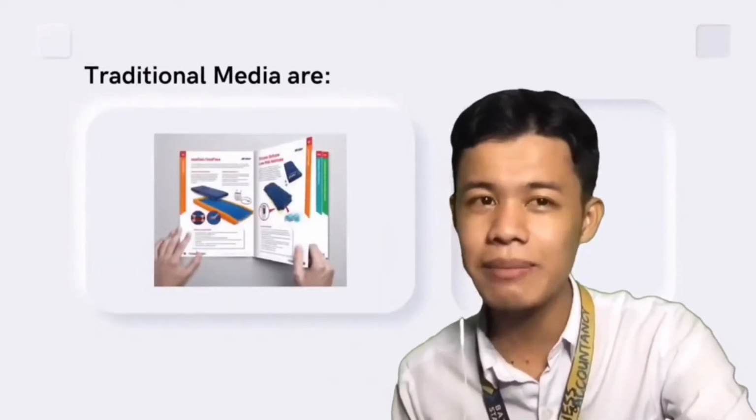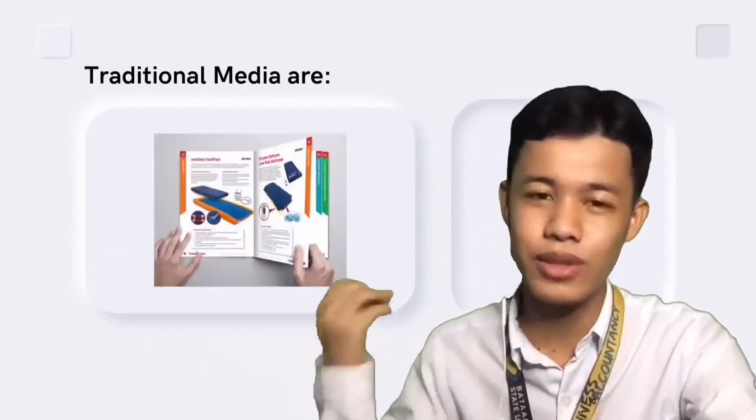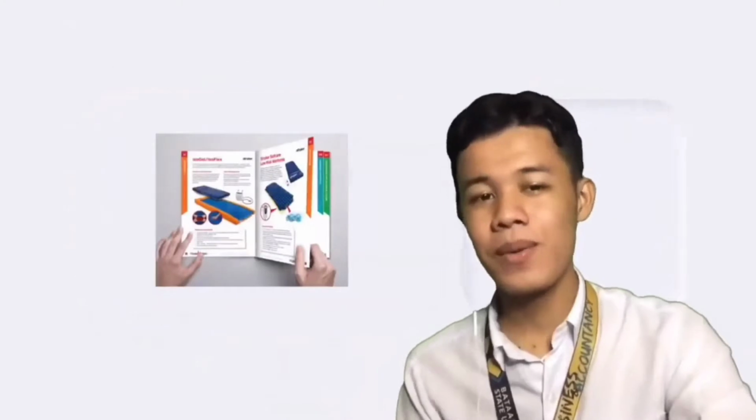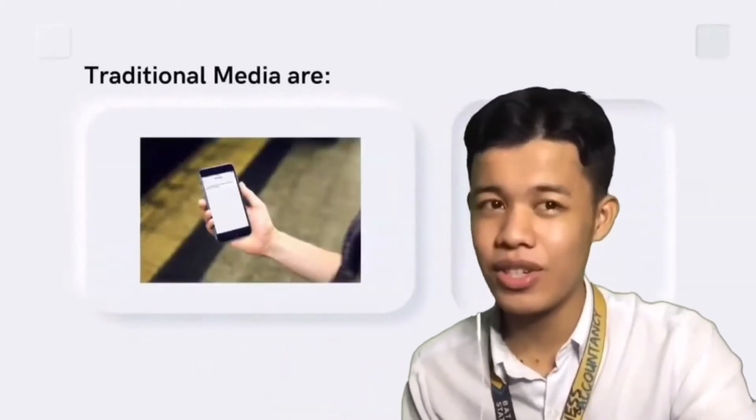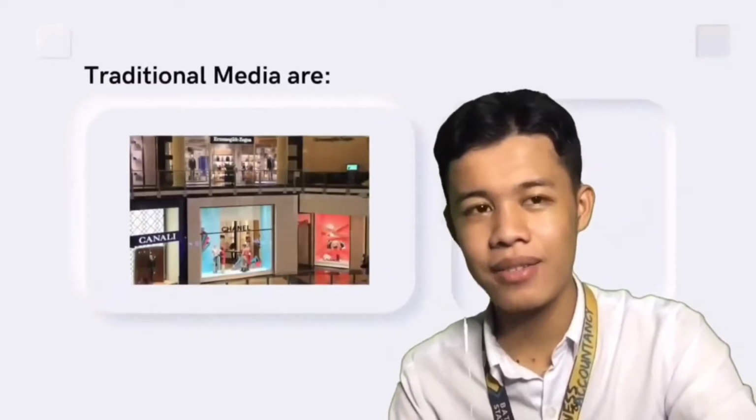We also have direct mail. Direct mail is like a catalog. If you are familiar with a catalog, I'll show it in here. We also have telemarketing, which is the use of the phone, like text messages and others. Lastly, we have window displays and signs.